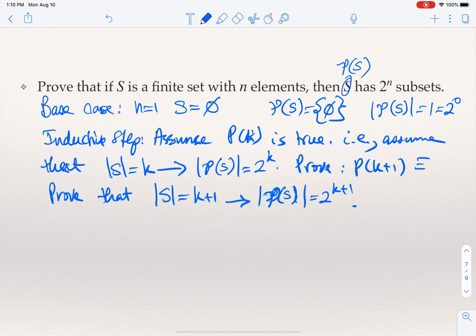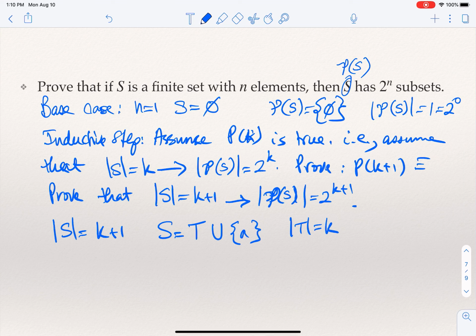So here, the proof, we can actually say it in English sentences. We don't have to continue just using mathematical symbols. So if the size of S is k plus 1, then let S be, for example, T union some element A, where the size of T is k. Okay, so what I'm saying here is that if S has size of k plus 1, just remove one element from S and let the other set be T, right? So T is a subset of S that has k elements, and S has one more element that we call it A, for example.